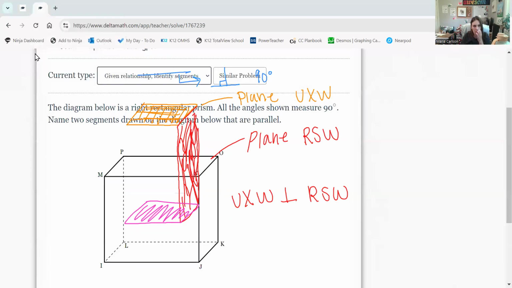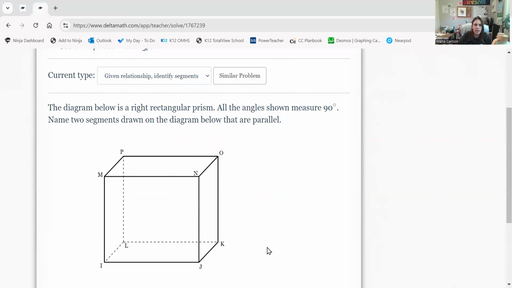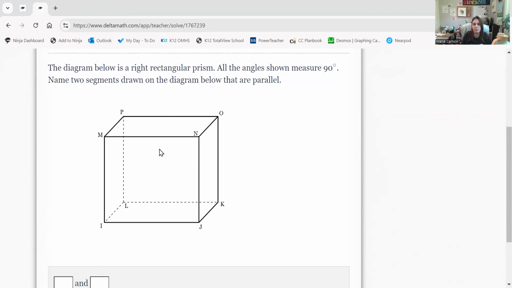All right. Look at this one. The diagram below is a right rectangular prism. All the angles shown measure 90 degrees. Name two segments drawn in the diagram below that are parallel. And so for this problem, I want my segments to be in the same plane, because if they're not in the same plane, of course, they're not going to intersect, right? So I always like to pick the top of my box. Maybe this time I'm going to pick this side here.